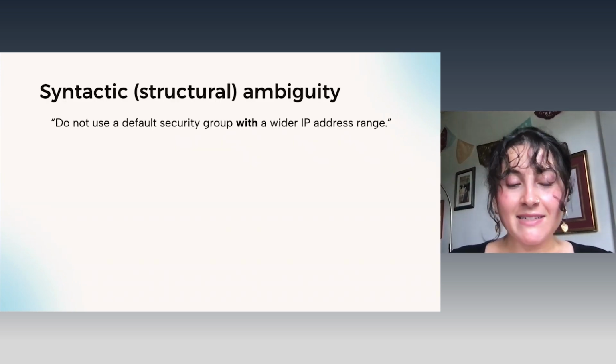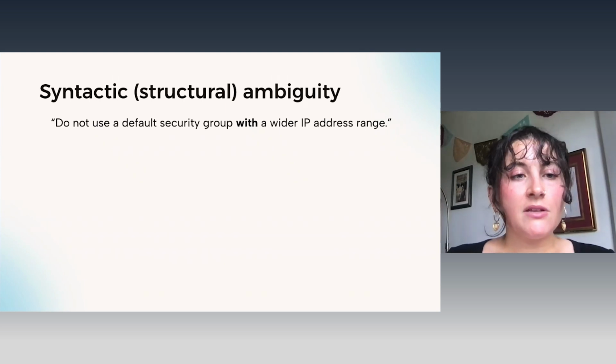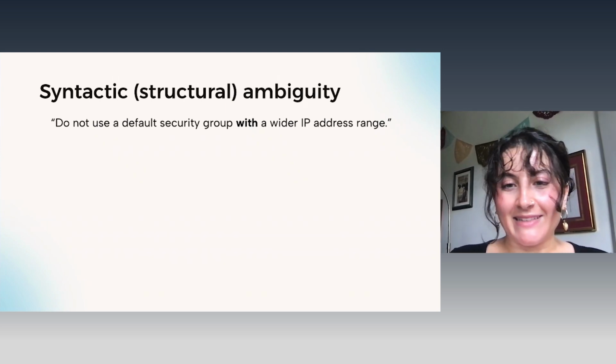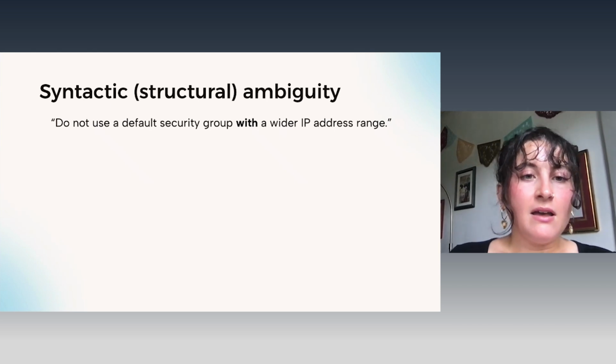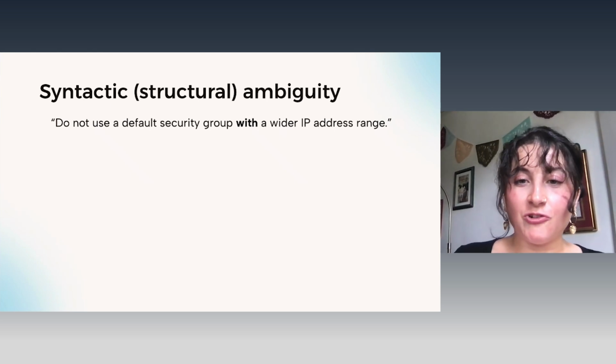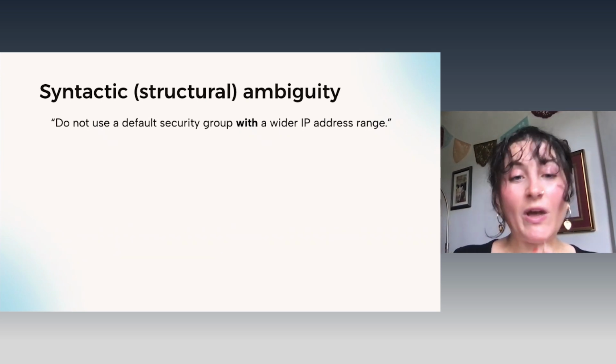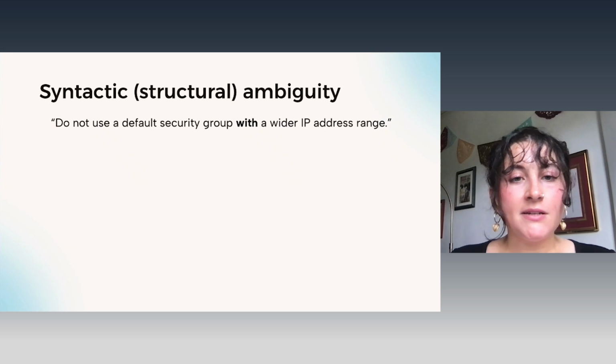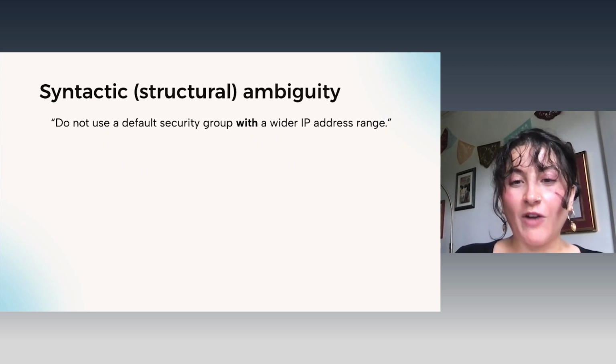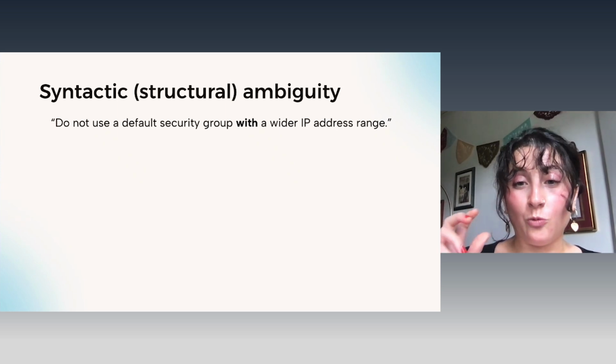All right, and the last example here is syntactic or structural ambiguity. So we'll talk about what syntax is later, that's where we get syntactic, but as you can see from the alternative name, structural ambiguity, it's ambiguity that's based on the structure of the sentence or the way the sentence is arranged.